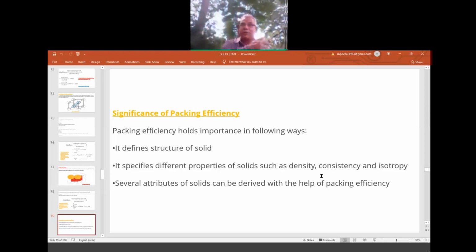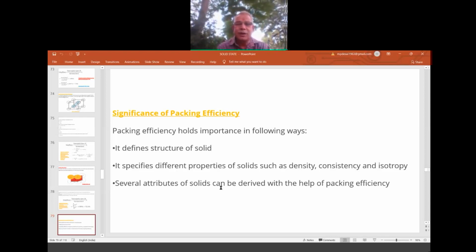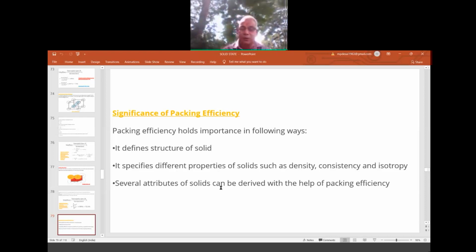So you can draw one line through the structure, and whether a pattern is repeated differently, accordingly we go for isotropy or anisotropy, or whether consistency is there in the property due to the packing or not. All those are understood from the packing efficiency. That's why it is very important. Several attributes of solids can be derived with its help. The closer the packing, the more bonding, so more energy, more boiling point, more density. So this is the importance or role of packing efficiency in the solid state.